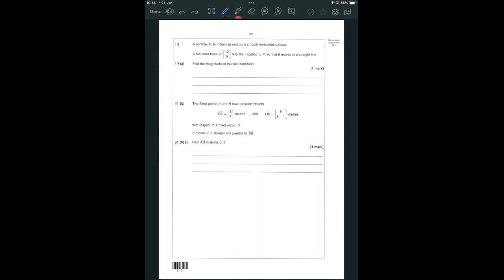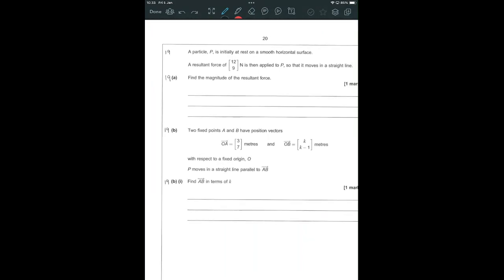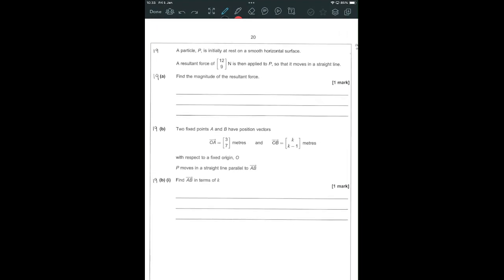Question 19. A particle initially rests on a smooth horizontal surface. The resultant force, so it moves in a straight line. Magnitude of the resultant force is just the magnitude of that vector, the 12 squared plus 9 squared, which is square root 225, which is 15. You may have noticed that it's just a 3, 4, 5 triangle, but 3 times bigger.